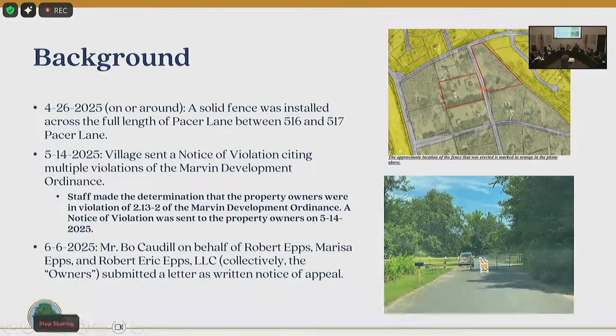So Robert, you can see in the top right-hand corner of the slide, the property depicted on the right, that's the property you own with your wife, correct? Correct. The triangle of sorts. The property depicted on the left with the red outline, that's the property that Robert Eric Epps LLC owns, correct? That's correct.